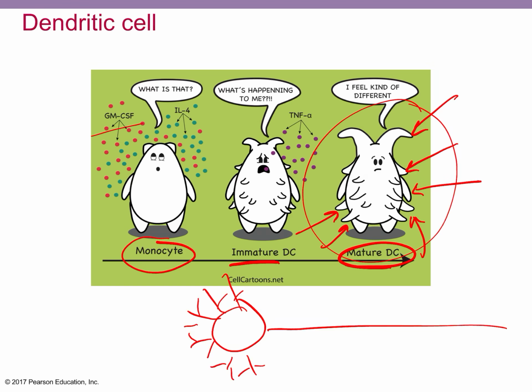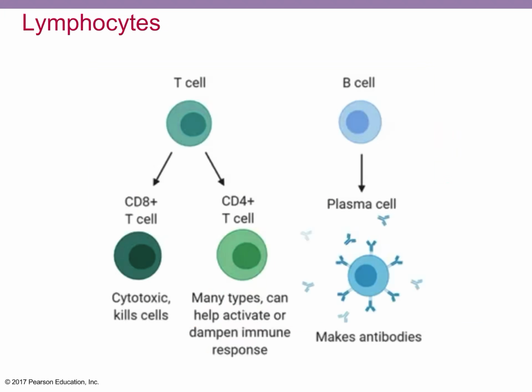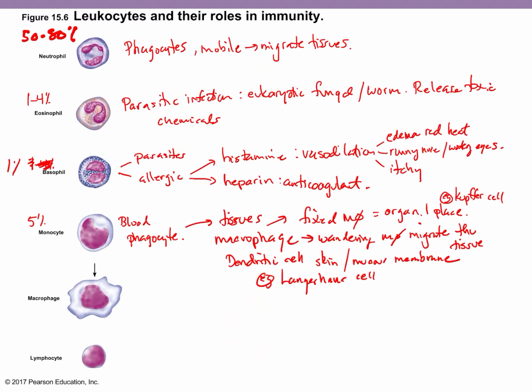So here's our immature monocyte maturing into a dendritic cell. And you can see this cartoon shows you that there are different growth factors, or cytokines, required for this differentiation. You don't need to know that though. All right, moving on to lymphocytes. So before we get there, we can see the monocyte to macrophage.